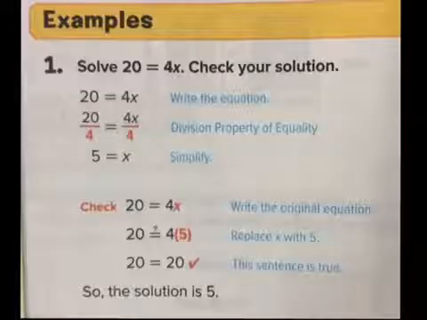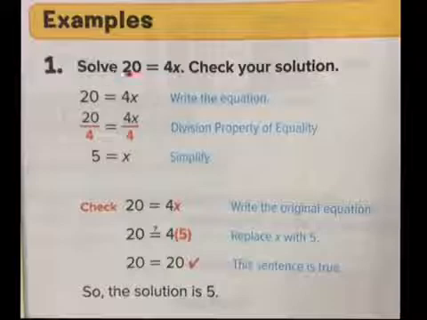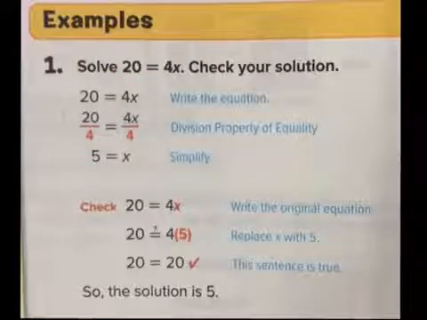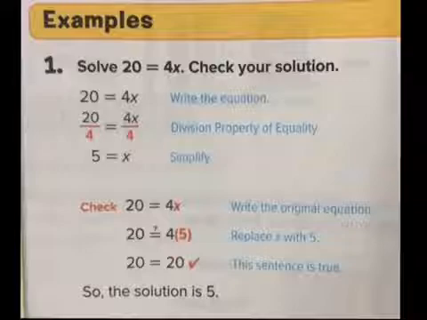You can see how it's done here with example 1. When they say 20 equals 4x, you want to divide out the coefficient. So you divide this by 4, which means you have to divide this side by 4. And when you do so, 20 divided by 4 equals 5, as you see right there. So x is 5. And you can check. You can multiply 4 times 5. If it equals 20, then it's correct. 4 times 5 is 20. 20 is 20. There you go.